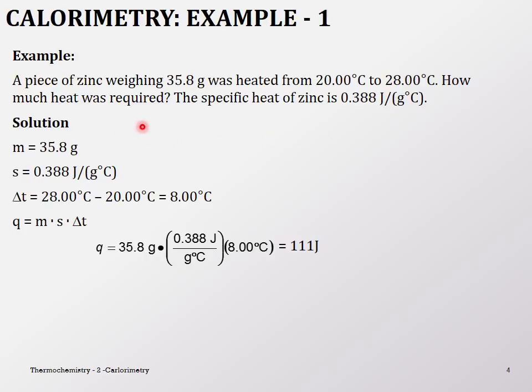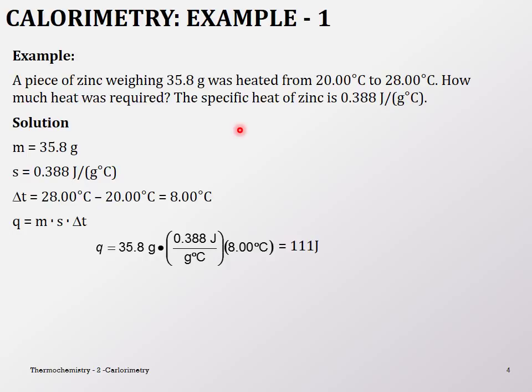A piece of zinc weighing 35.8 grams was heated. So the temperature change here is about 8 degrees, and how much heat was required? That's the question. And the specific heat is given. This is a very, very simple, straightforward question. All you have to do is plug everything in the formula and come up with the answer.